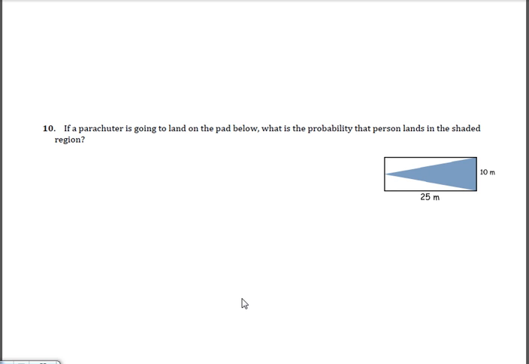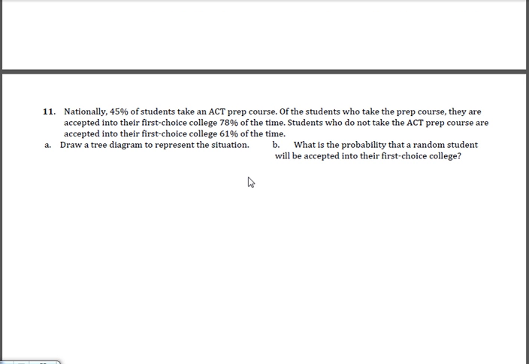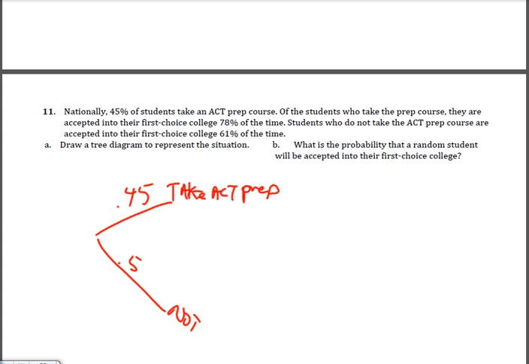All right, next topic within probability is tree diagrams. Remember how you can draw a tree? This is the kind where first you have to do whether or not they take an ACT prep class. So it's like these kids take ACT prep, and these kids did not. And there's a 45 chance and a 55 that they did not. Then of the kids that took their ACT prep, they have the numbers for that.